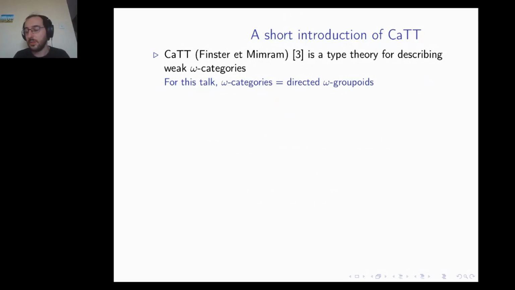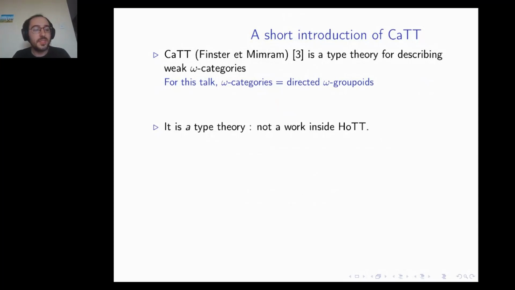So for this talk, you can just think of weak omega categories as directed omega groupoids if you don't really know what it is. Or maybe you can picture them as the structure you would get if you were to have a hypothetical directed version of HoTT with directed identities or rewritings instead of normal identities.